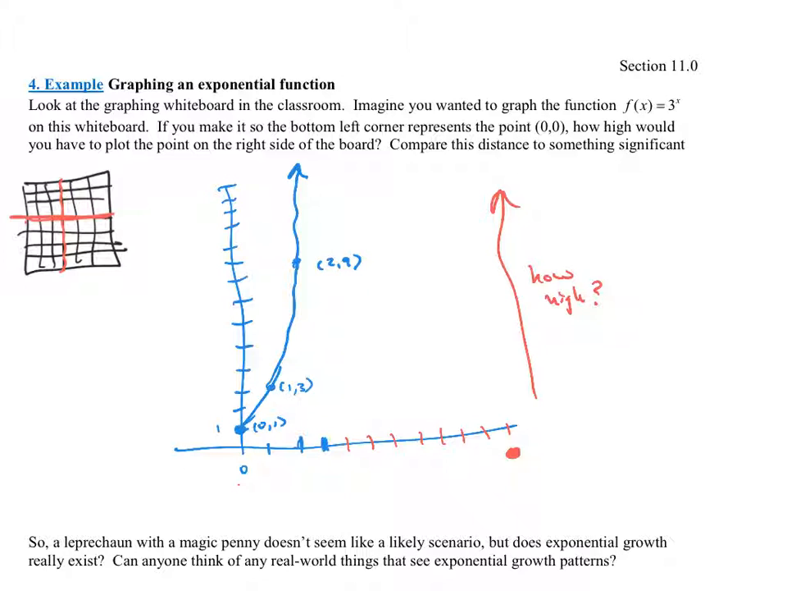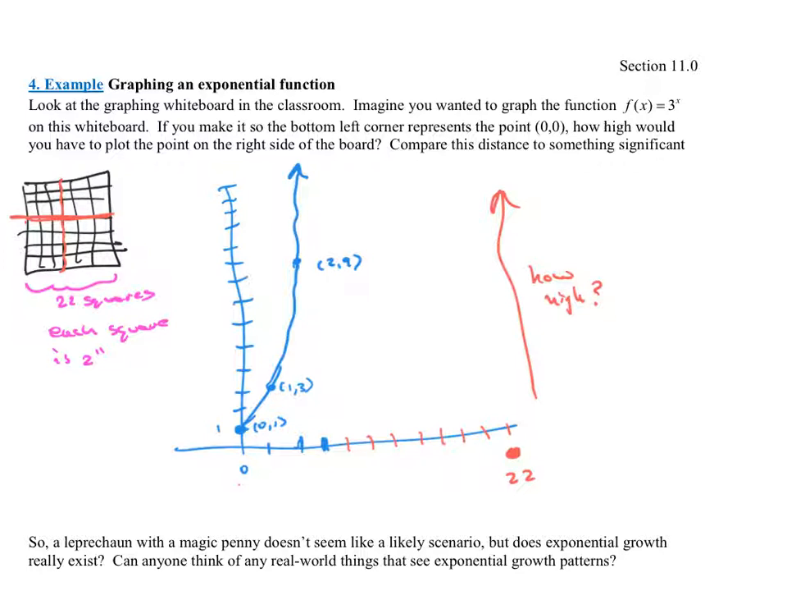The idea was there are 22 squares across the bottom, and each square is 2 inches long. 2 inches. Okay? So the question is, if I went over to square number 22, how high would I have to go?